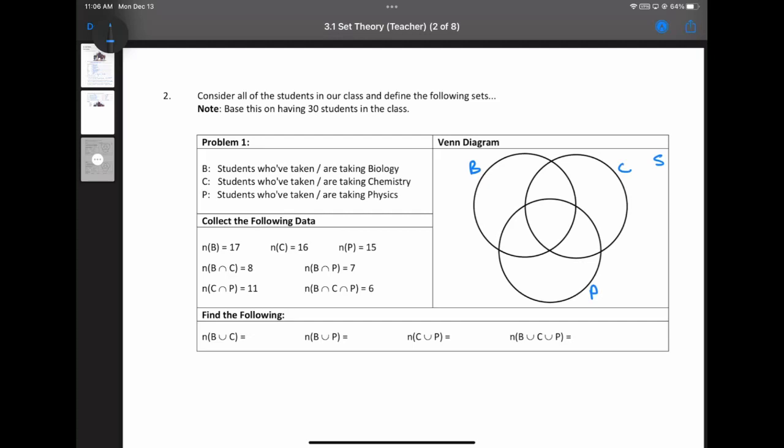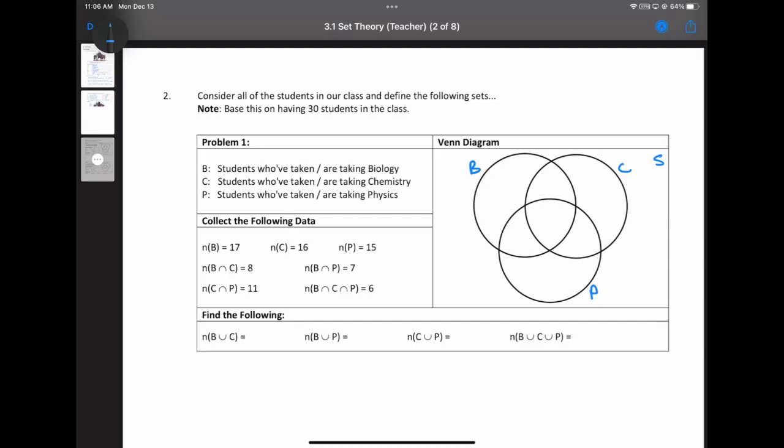So here's the information that we've got. 17 students take biology, 16 are chemistry, 15 are physics. Again, if you think about that, we're already way over 30, but that must mean that some of these students are taking more than one. So they're getting double counted. The number of students that are taking biology and chemistry, meaning, again, this is the intersection, so both criteria have been met, they're bio and chemistry students, there's 8 of them, 7 students that are bio and physics, 11 students that are chemistry and physics, and 6 students that were biology and chemistry and physics.